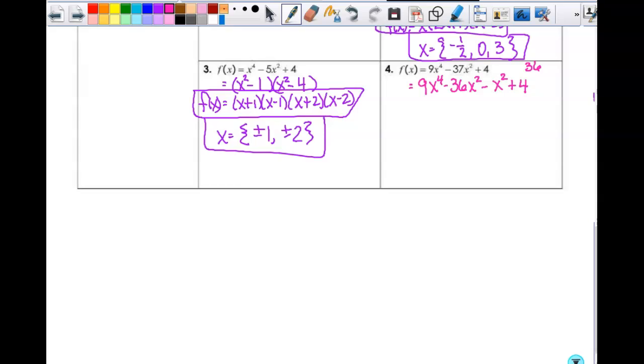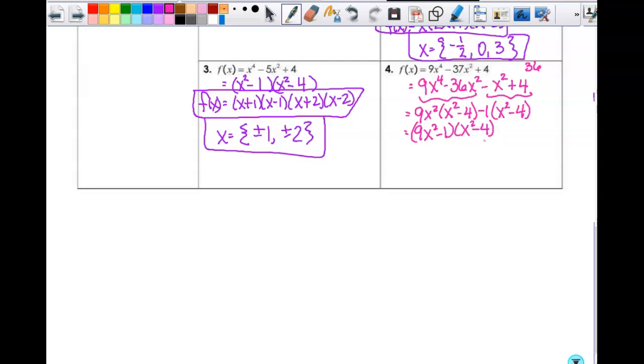Right? So then I'm going to group these two together and these two. This is going to give me 9x squared times x squared minus 4. And then what do I factor out of these two? Negative 1. Good. And this gives me x squared minus 4. Then that means I get 9x squared minus 1 times x squared minus 4.